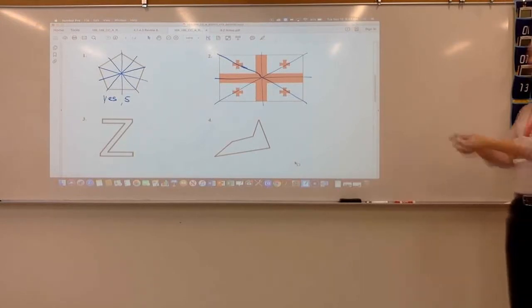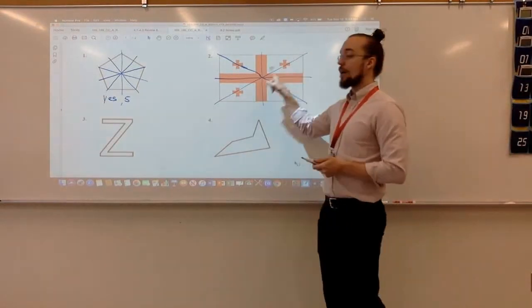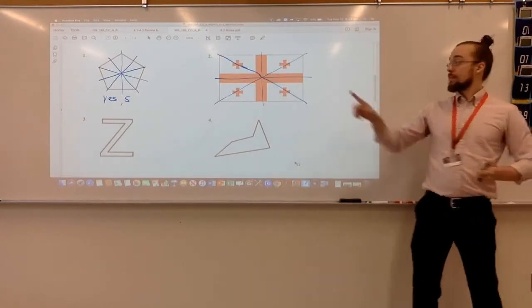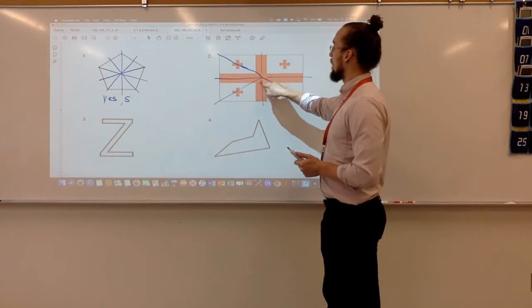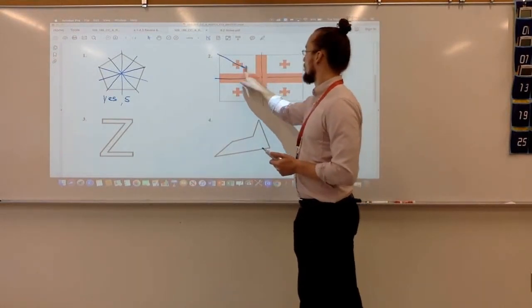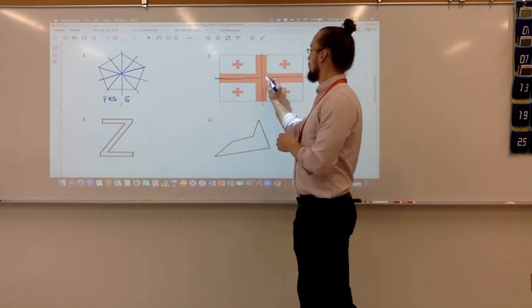Take your paper and fold it over a diagonal line that you drew, okay? The figures won't match up. So the diagonal lines are actually not lines of symmetry here. Right?